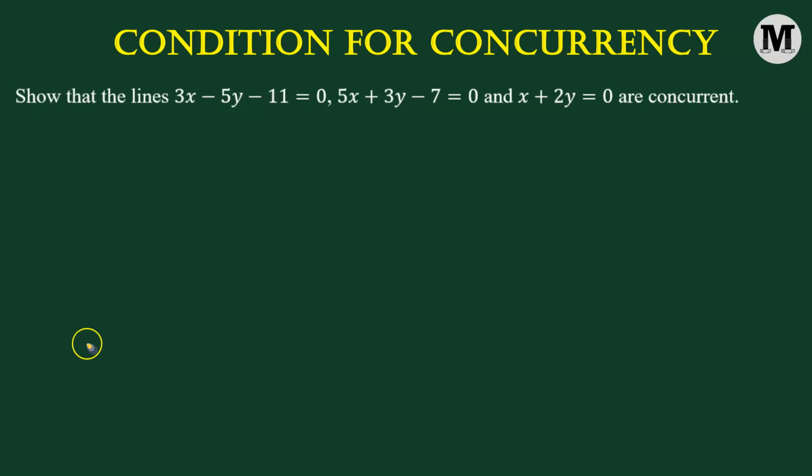Show that the three lines whose equations are given to us are concurrent. That means they have a common point of intersection. Okay, let us begin. So first what we'll do, we're going to name each of the three lines.